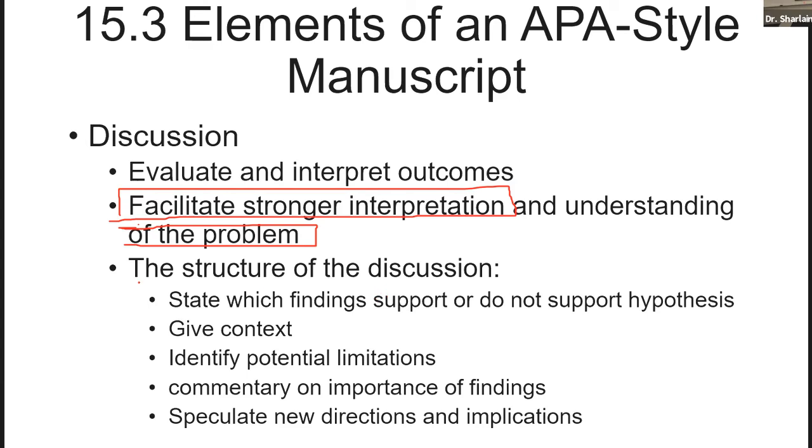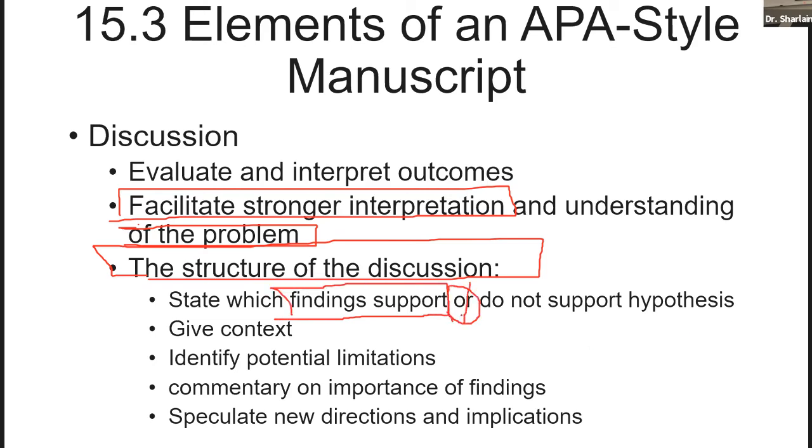Generally, the discussion has this specific structure. So first, you need to disclose the findings, right? The findings that support your research. It says "or," but I would like you to think of it as an "and." Why do I change this, right? I was just trying to change the slides.